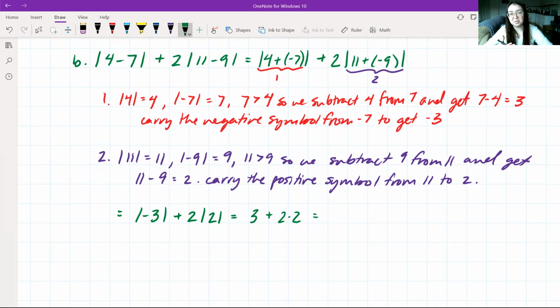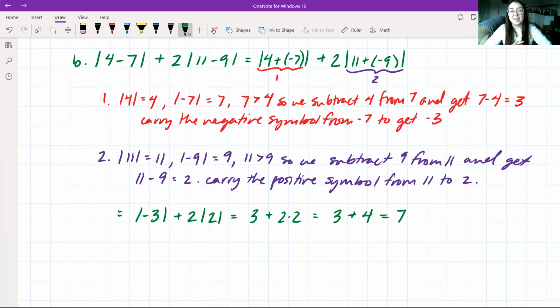So now we have a very simple equation with our order of operations. Remember, we always want to do multiplication first. So we're going to multiply 2 by 2, and we get 3 plus 4. And now we have our final equation to solve, which is 3 plus 4, which is going to be 7. So our final answer here from our original equation is 7.